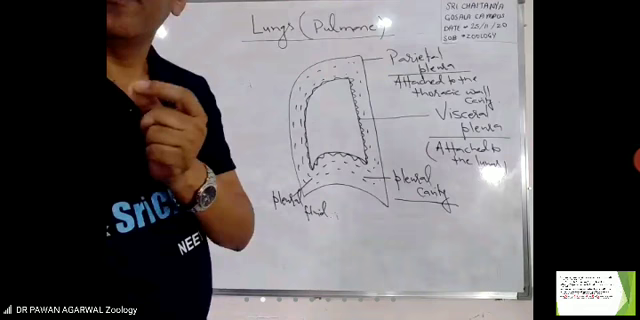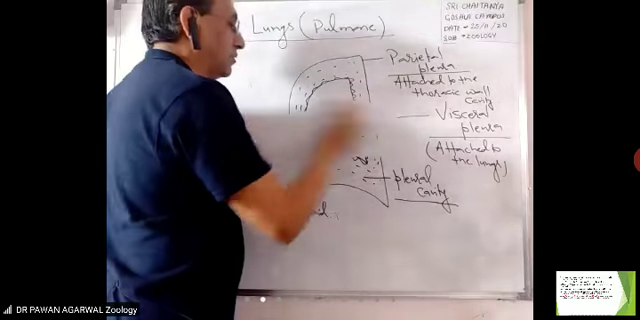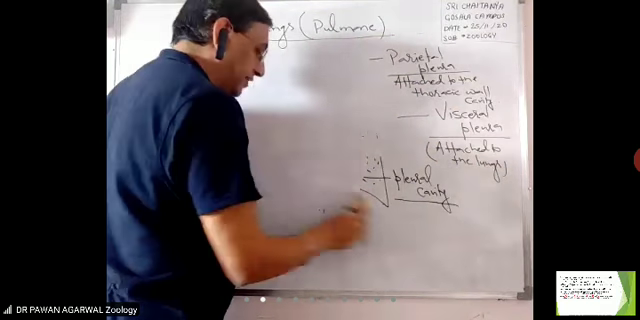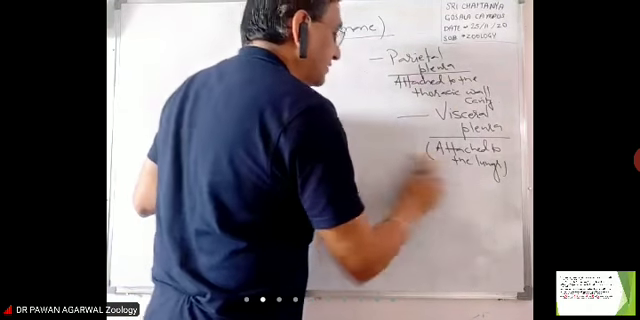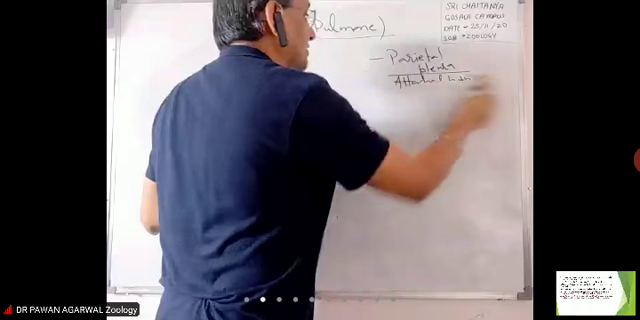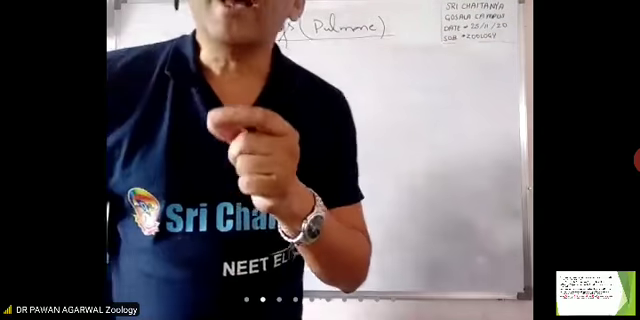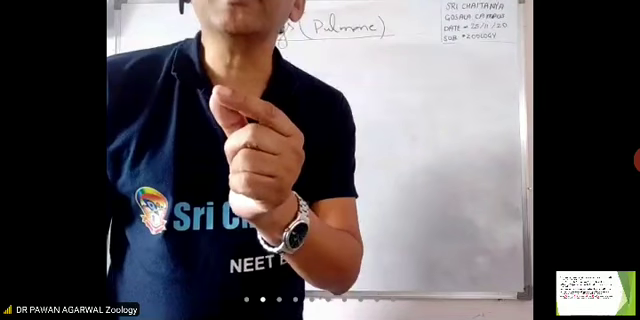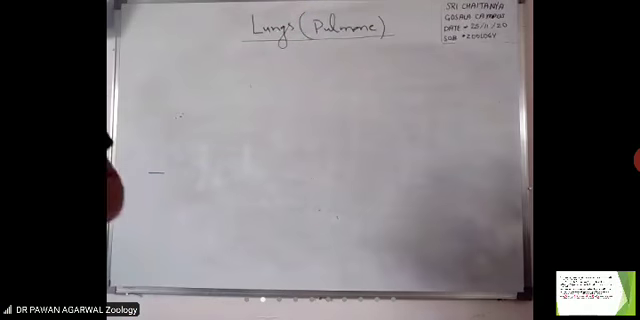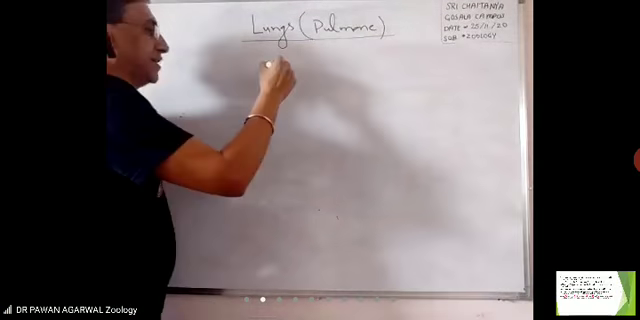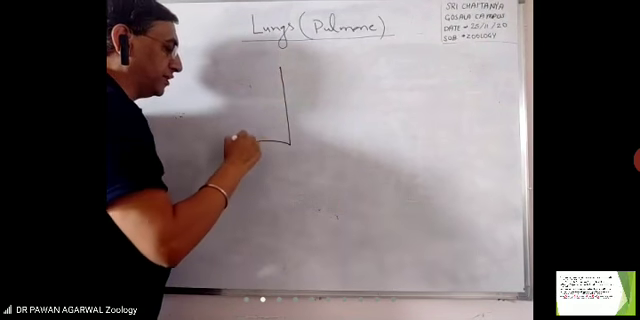That you have to remember. Now after it, we are coming to the shape of the lungs. What is the shape of the lungs? See, lungs are not pear shaped, beta. They are conical in shape.